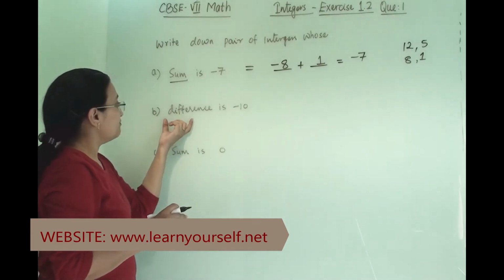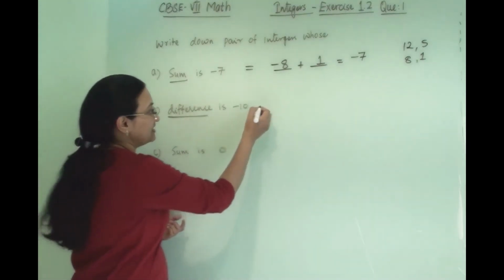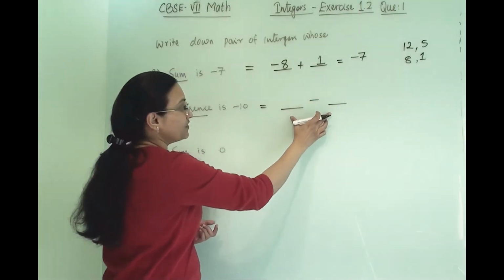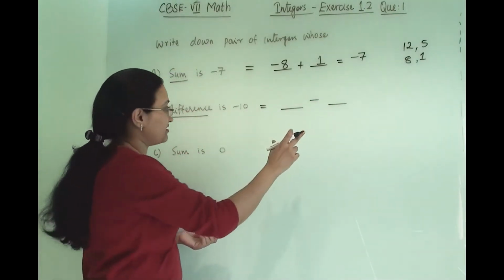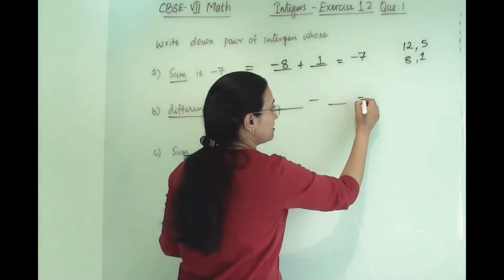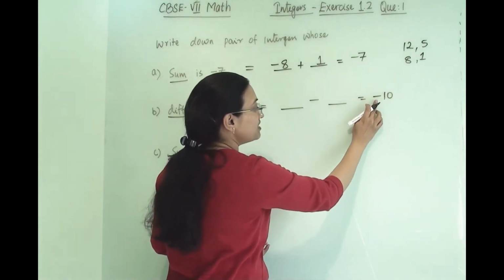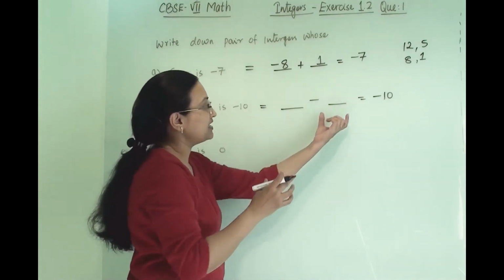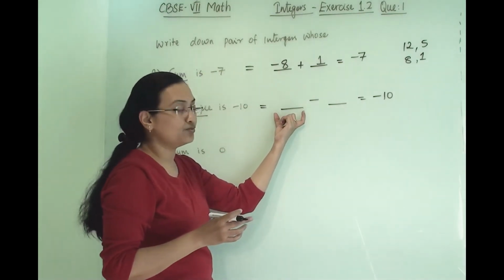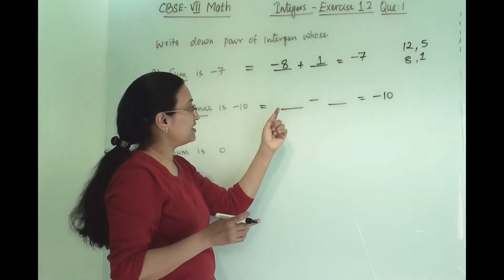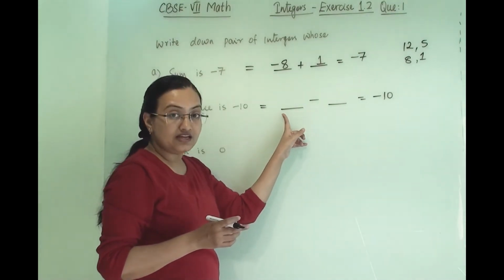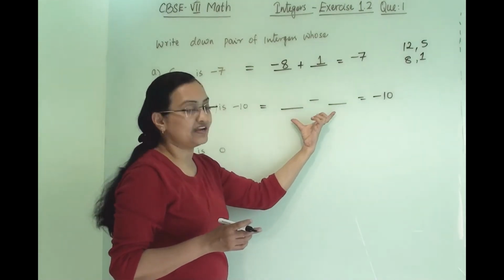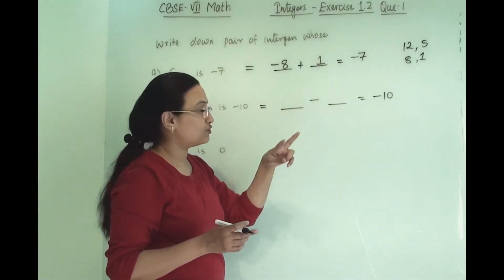Now here we have to find the difference. That means with two integers we have to do subtraction and the answer should be minus 10. That means the bigger number should carry the negative sign. So here, whatever number you put should be minus. But when you put the negative number here, then this negative will become plus and we have to do addition. There are two possibilities.